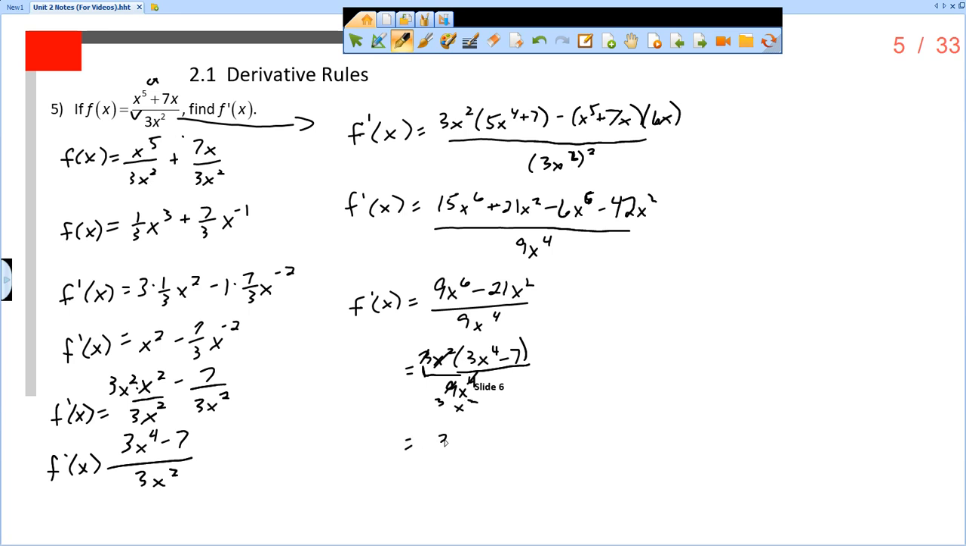So I am left with 3x to the fourth minus 7 over 3x squared, which is obviously the same as before, right? So there's a lot of algebra going on there, but you still need to make sure you can do the derivative both different ways. All right, so that's slide 6.